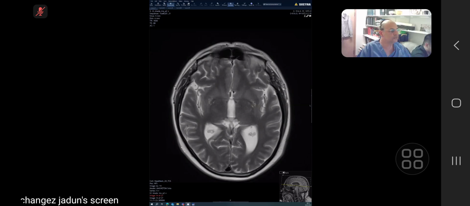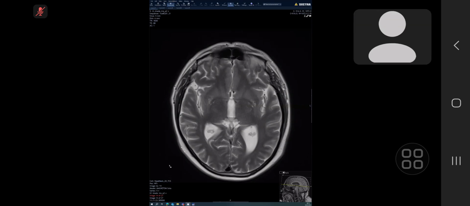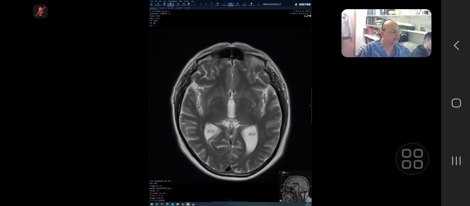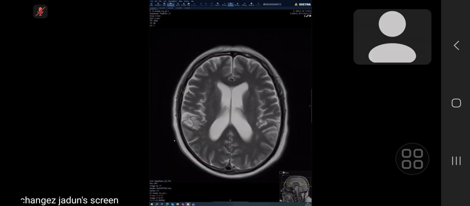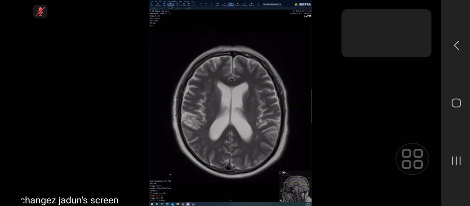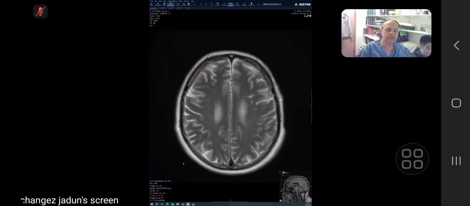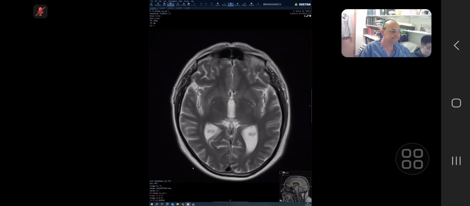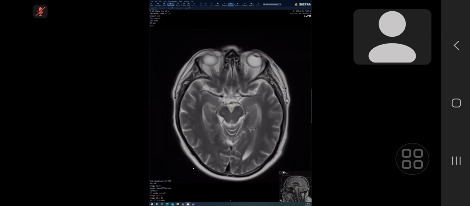Can I see the T1? In our stroke protocol, we don't do a T1. Can I see diffusion and ADC? I can. So before we go to diffusion, what do you think so far? Well, I'm concerned about venous sinus thrombosis.